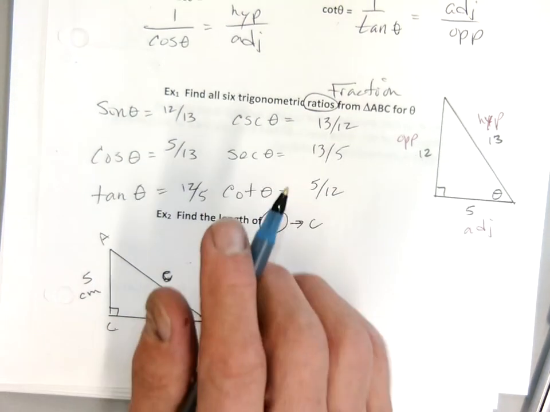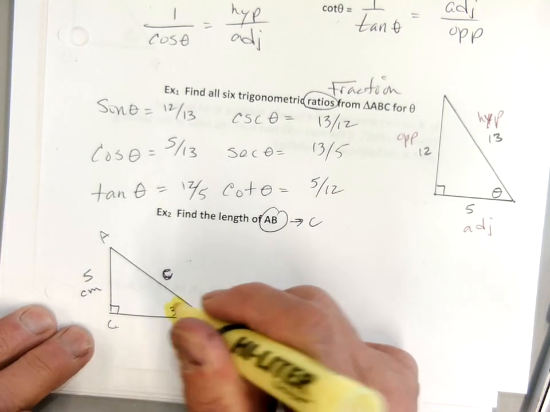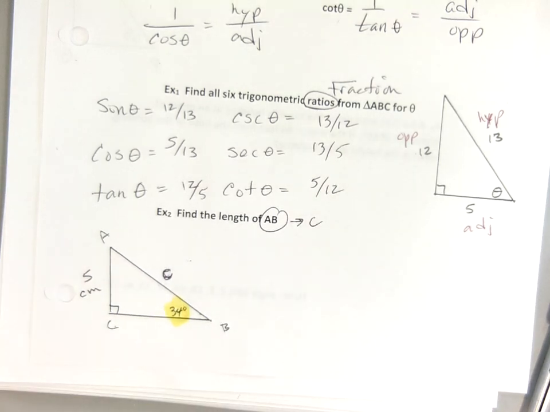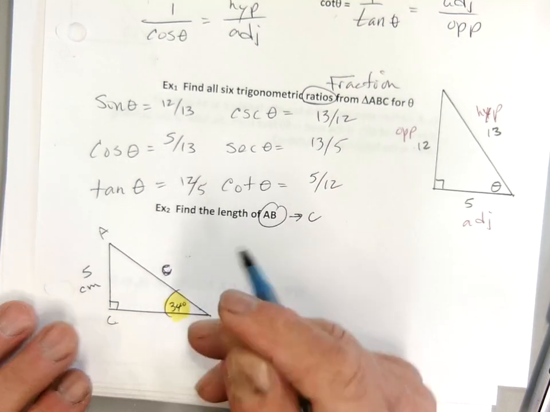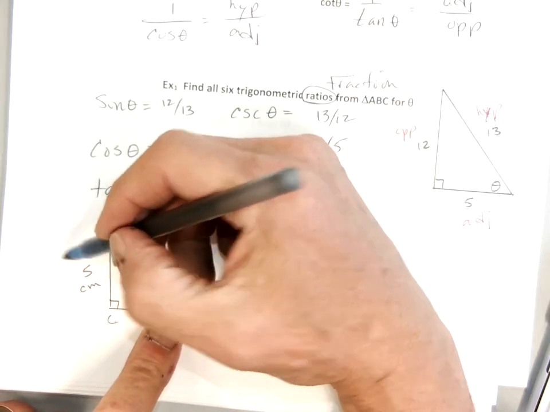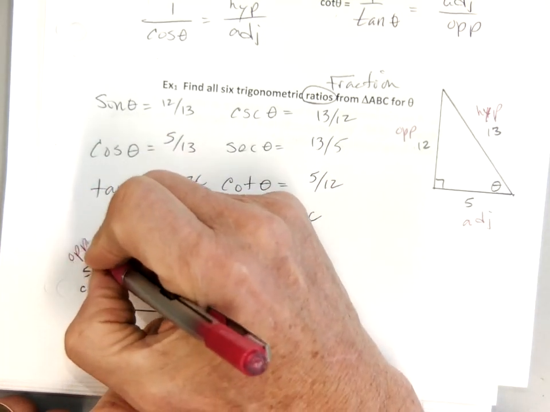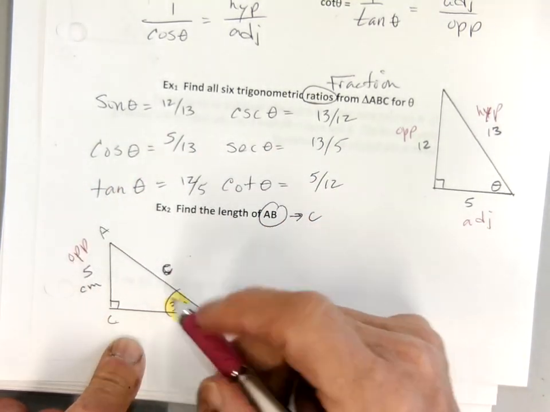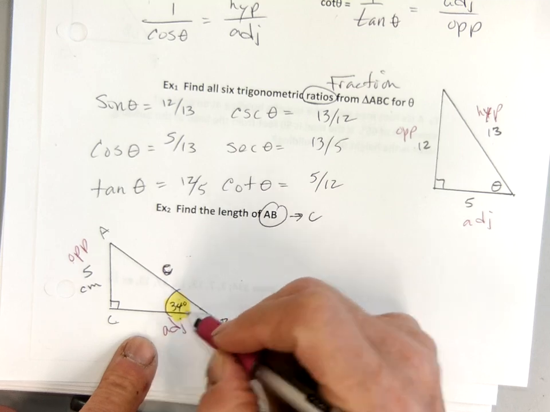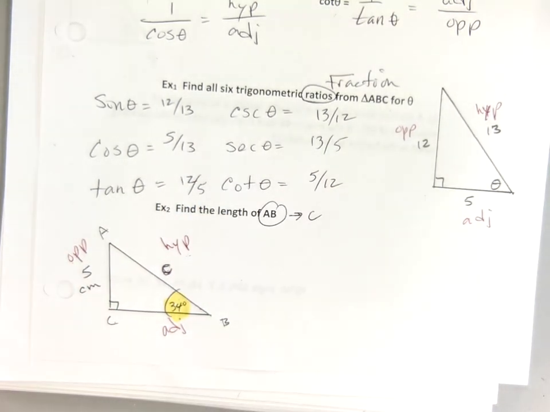So here's how you do it. Go to the angle first. Always start with the angle. So I'm at 34 degrees, right? And after I start with the angle, then let's figure out what these sides are. The 5 is my opposite side. Little a is my adjacent side. And little c is my hypotenuse. Okay, everybody good with that?